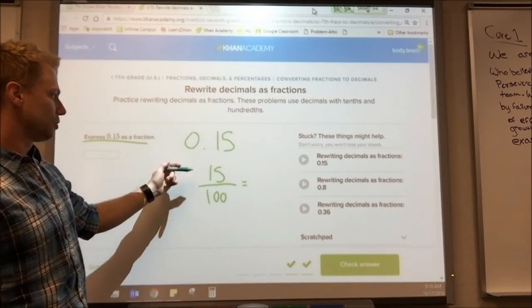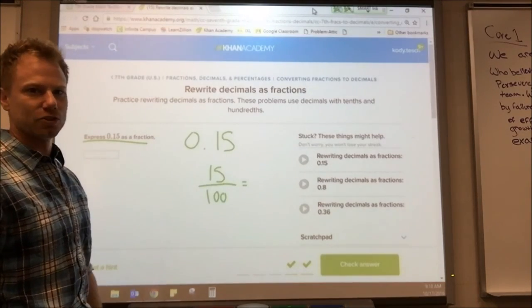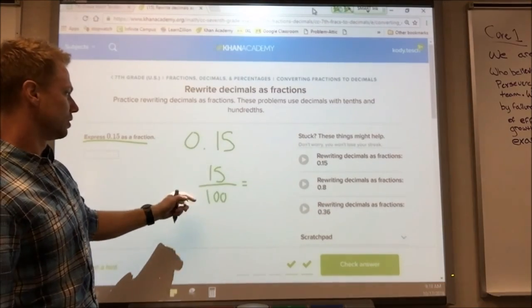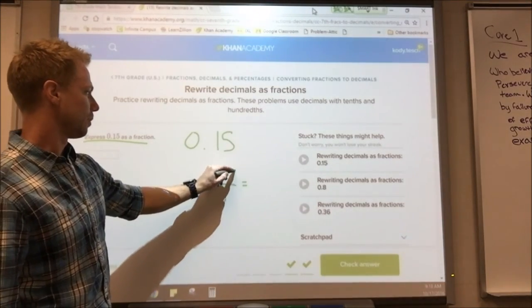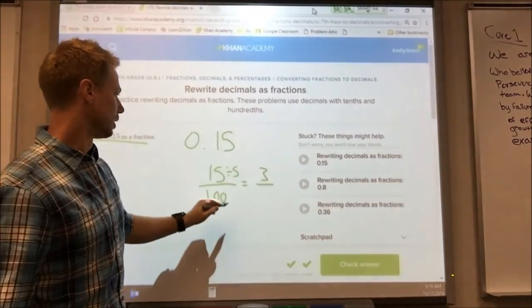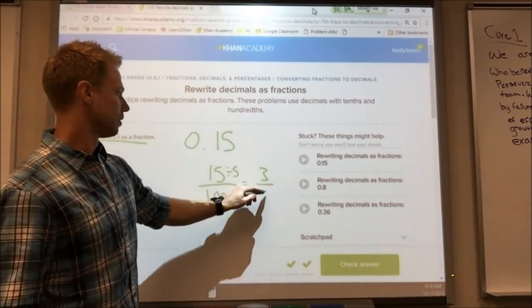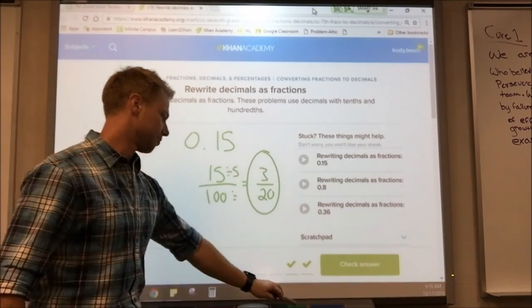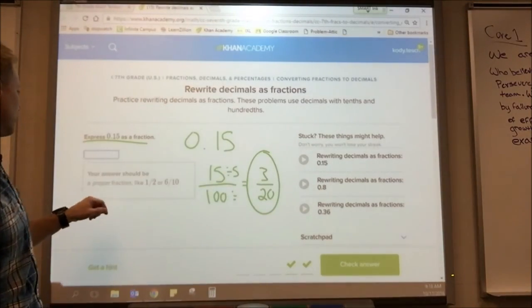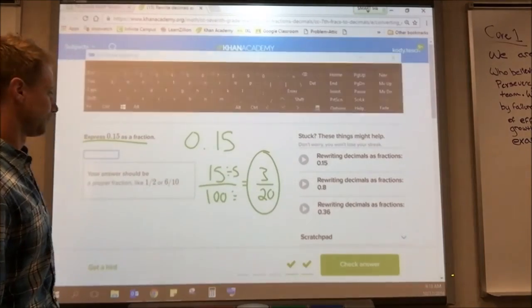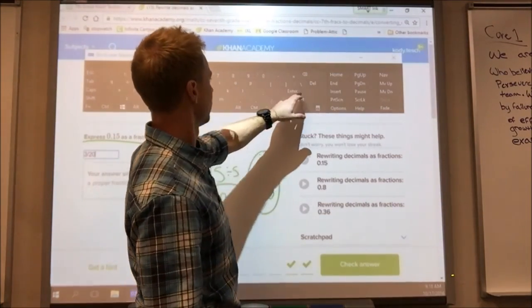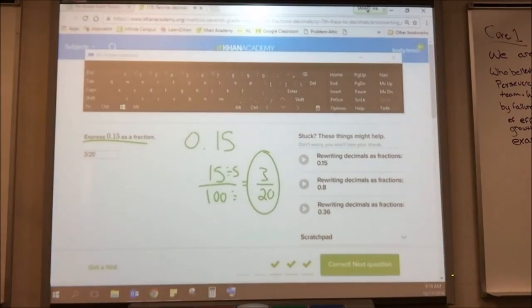And now we can reduce what goes into 15 and 100. Well, 5 goes into both of those. So we would divide 15 by 5, which is 3. Divide 100 by 5, which is 20. And we get 3 over 20 as our fraction. And we would plug that in, get 3 over 20, and we got it right.